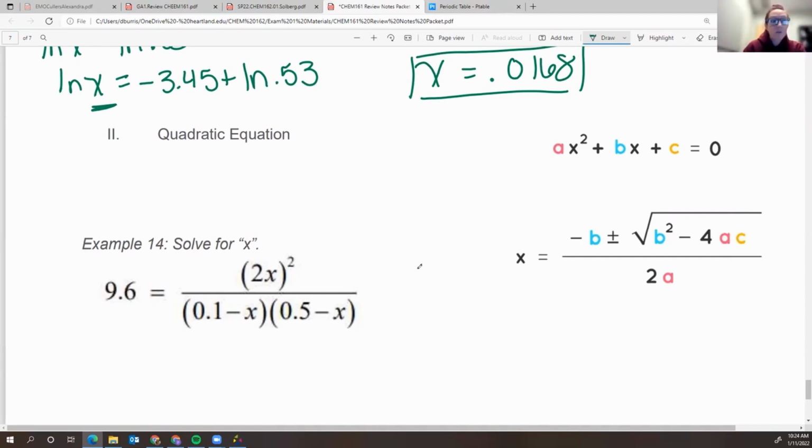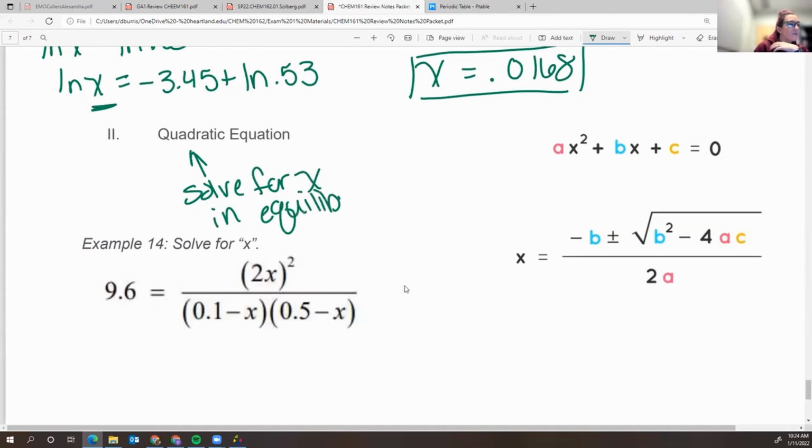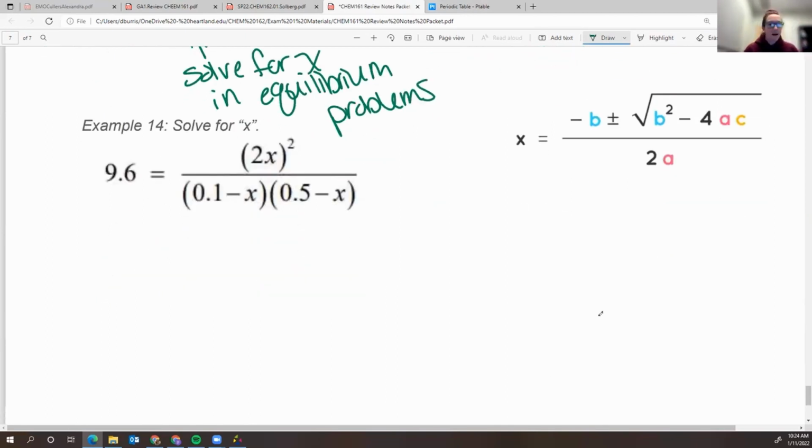I am going to go through the math. You know how to do it, so you don't have to watch this part. That's fine. But I am going to go through the algebra just to make sure that we're all on the same page. When do we use this? This is going to be mostly when I say solve for x in equilibrium problems. And you're not going to have to use it every time, just sometimes. Maybe one on a test or something like that. But let's go ahead and do this.